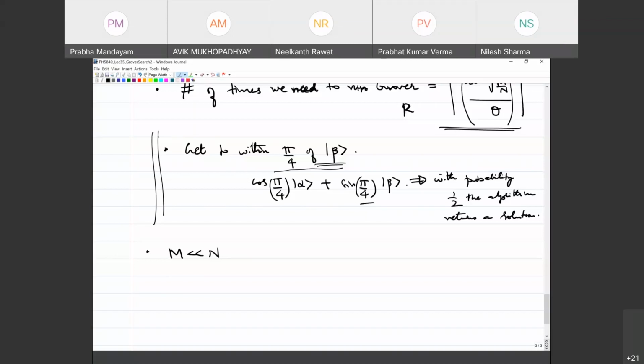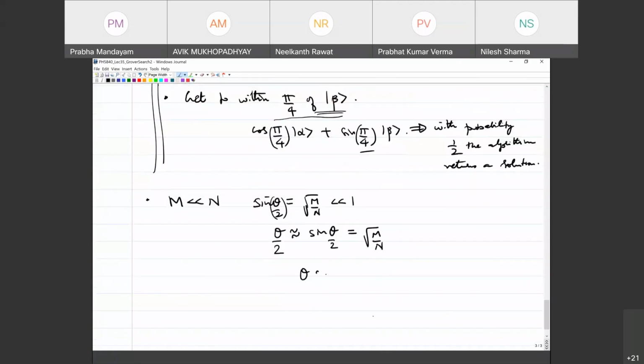So then you know that theta, remember sine theta by 2 is square root m over n, which is very, very small. So then theta by 2 is approximately close to sine theta by 2, which is square root m over n. So then theta is approximately twice square root m over n, okay?